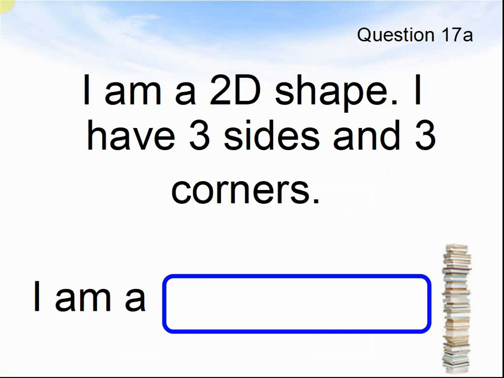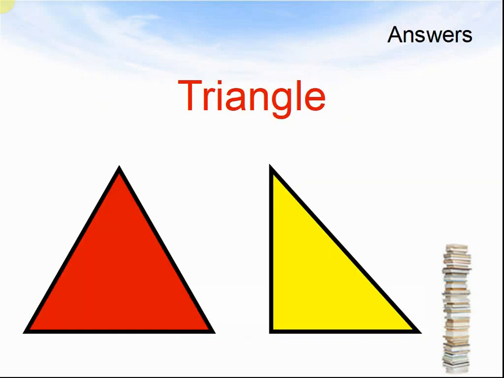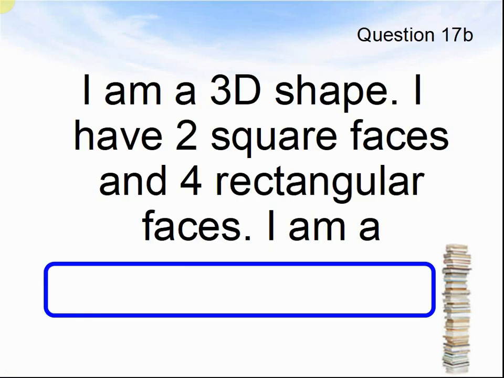Question 17a. I am a 2D shape. I have 3 sides and 3 corners. I am a what? Pause the video until you are ready to see the answer. Here comes the answer. The answer is triangle. Woo! Let's look at the next question.